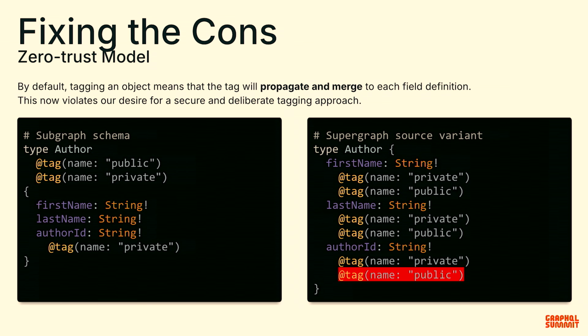So in this example here, the author type, which is in the subgraph schema, we're tagging with the public and private tag directives. And then the author ID, we have just the tag private. And what we found is that what happens under the hood is that it actually merges the directives together, right? In this case, we're unintentionally tagging author ID with the public tag. So unless you tag everything explicitly, you end up with a ton of directives that you apply to your subgraph schema.